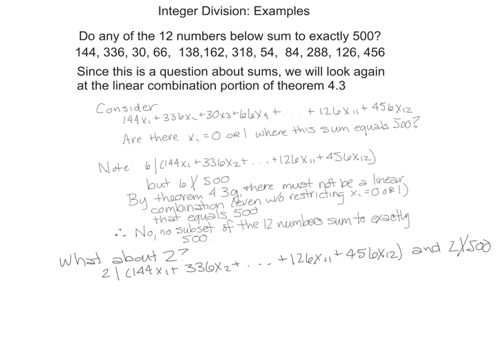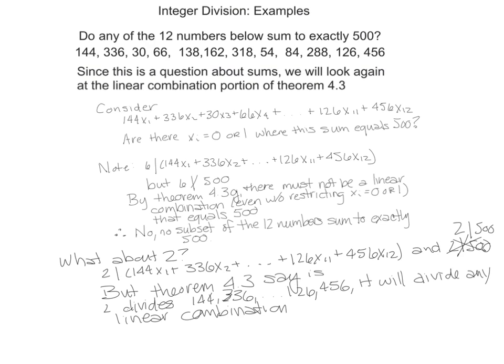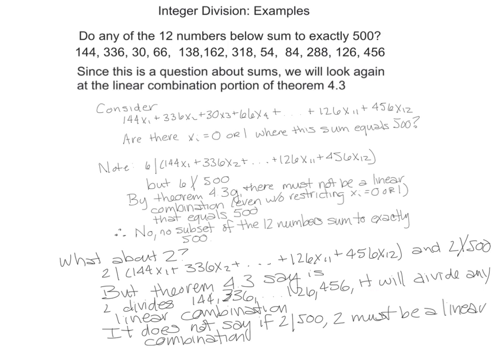This here should have been 2 divides 500. But look at theorem 4.3 carefully. It says that if 2 divides the 12 numbers, it will divide any linear combination of the 12 numbers. It does not say that if 2 divides 500, 500 must be a linear combination. That's actually reading the logic the wrong way.